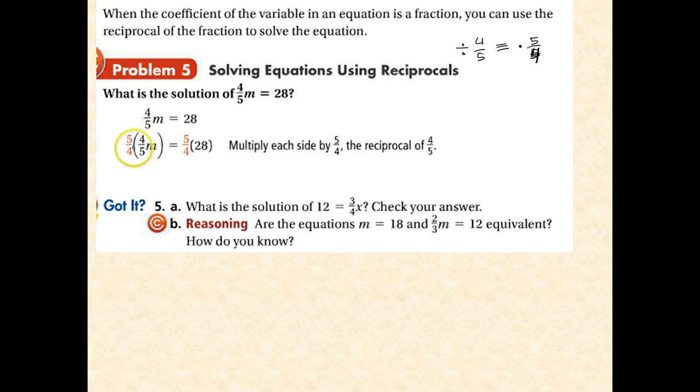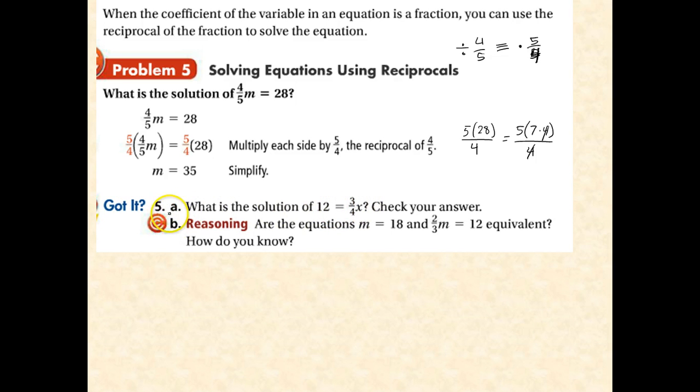And what's nice is you get 20 over 20, which is 1, so our coefficient of m becomes 1. Then over here, you're going to do 5 times 28 over 4. But 28 is just 7 times 4, and then 4 divided by 4 is 1. So this is 5 times 7, which is 35 over 1. So bada boom. Alright, pause. See if you can do this equation right here.